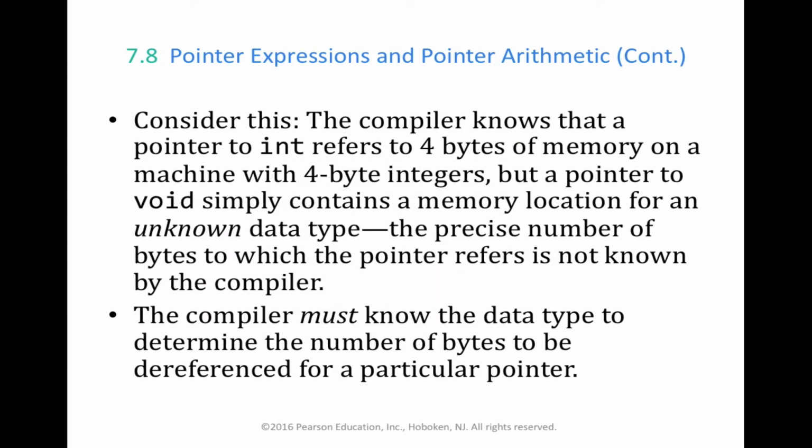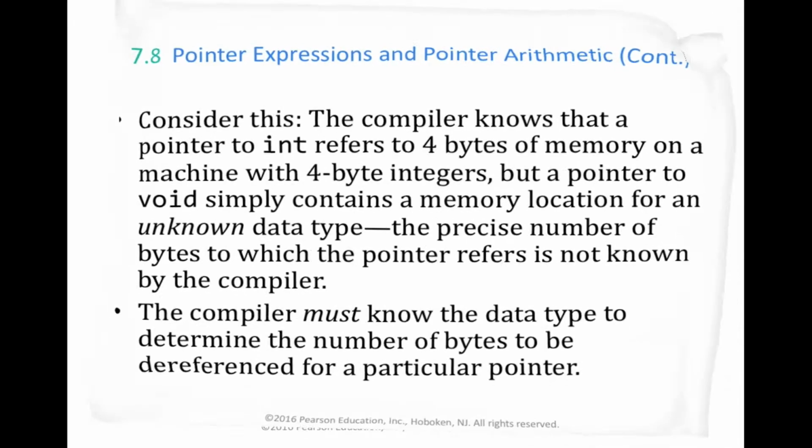Consider this. The compiler knows that a pointer to int refers to 4 bytes of memory on a machine with 4-byte integers, but a pointer to void simply contains a memory location for an unknown data type. The precise number of bytes to which that pointer refers is not known by the compiler. The compiler has to know the data type to determine the number of bytes to be dereferenced for a particular pointer.